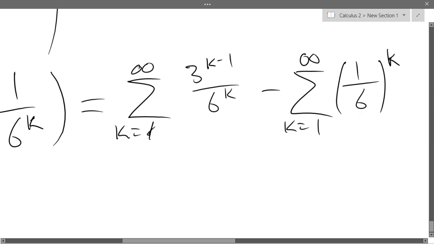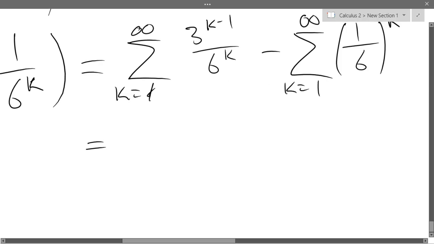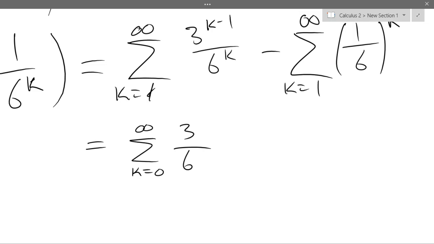So we're going to do a little work on this. So let's rewrite it. Let's shift k down to 0. So I'm going to drop the k value from 1 down to 0. So try your best to rewrite what actual powers of 3 and 6 you should have here. So I drop k by 1, so I have to compensate. So figure out what powers should be here.